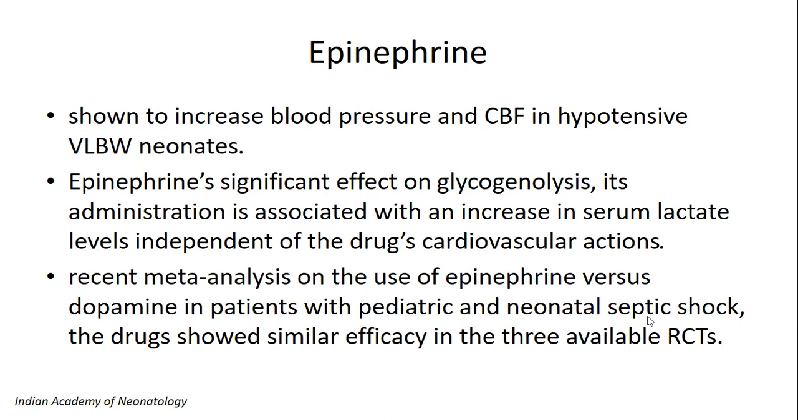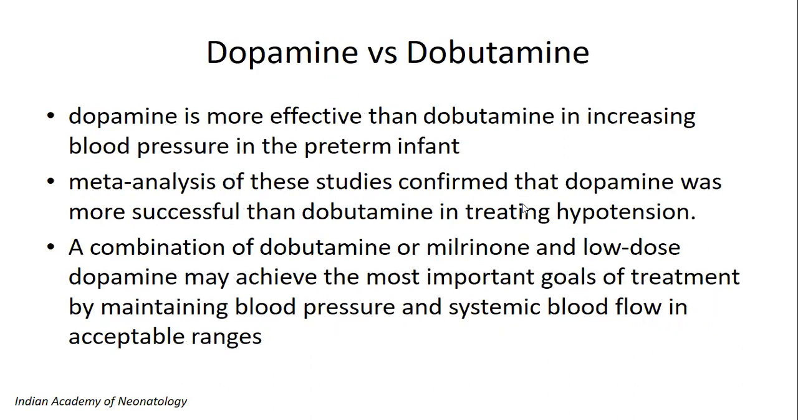Norepinephrine, we have not used very often. Use norepinephrine if you're really in a refractory shock due to PPHN or due to sepsis, because it has a little bit of pulmonary vasodilator effect also. So in refractory shock, the third or fourth drug would be norepinephrine.